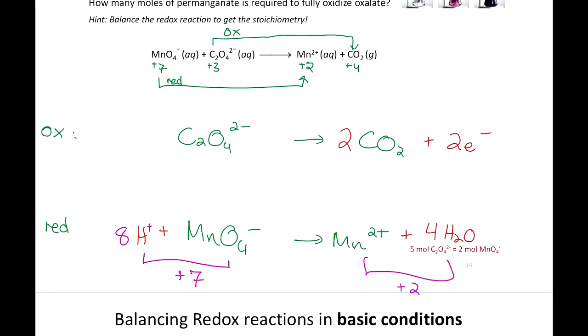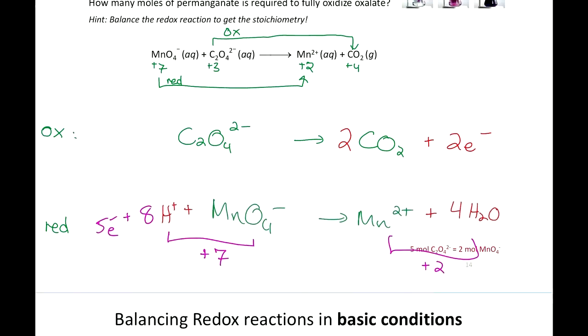5 electrons on which side? The reactant side. So +5 electrons. Boom, now it's balanced. That one was definitely more involved. Okay, so there is my redox reaction for my reduction.